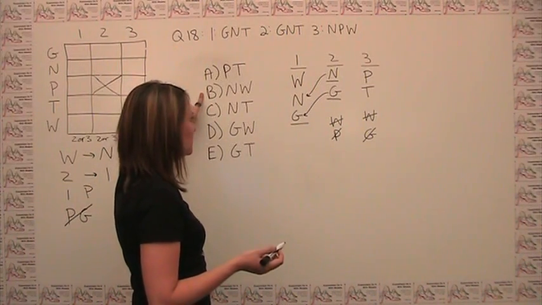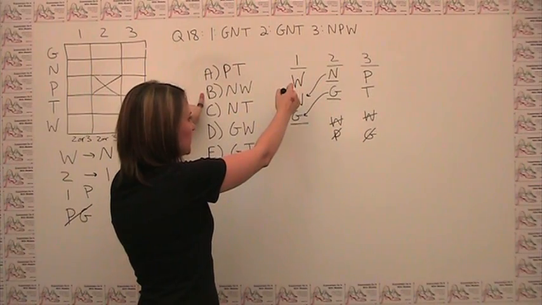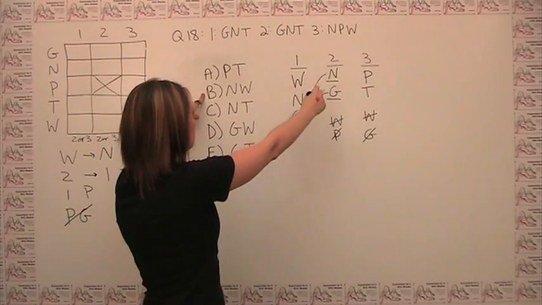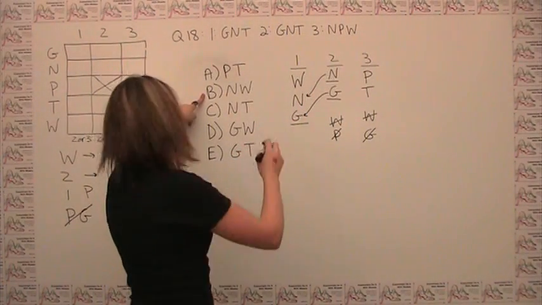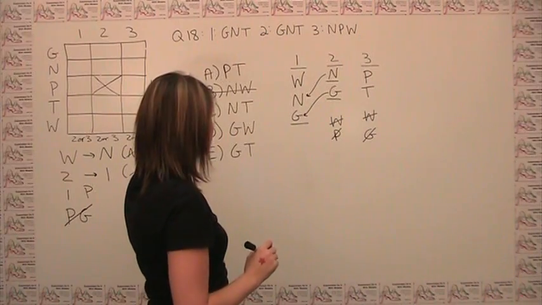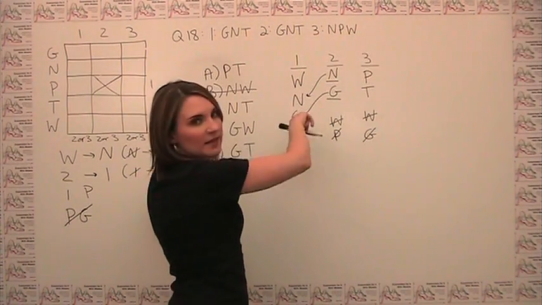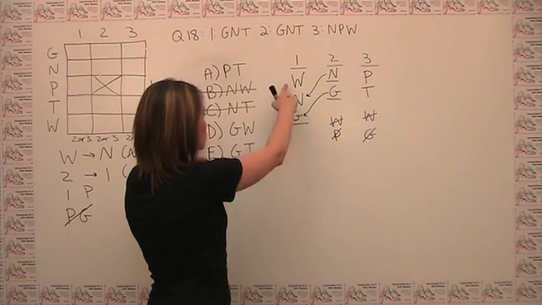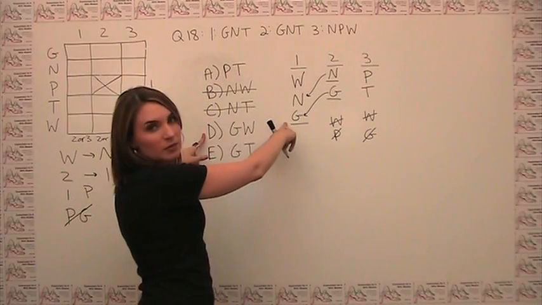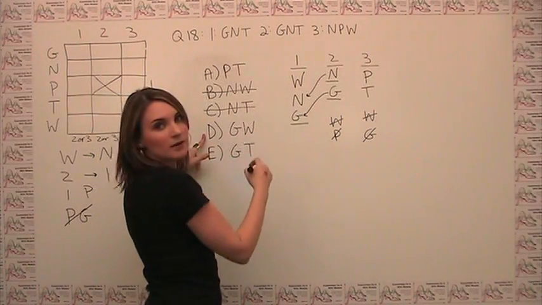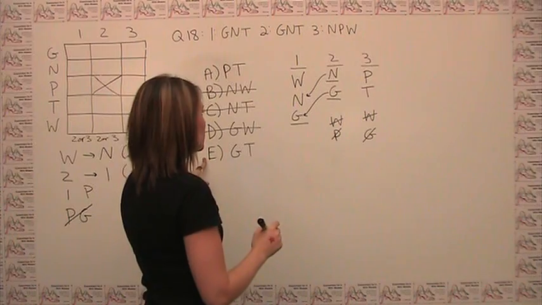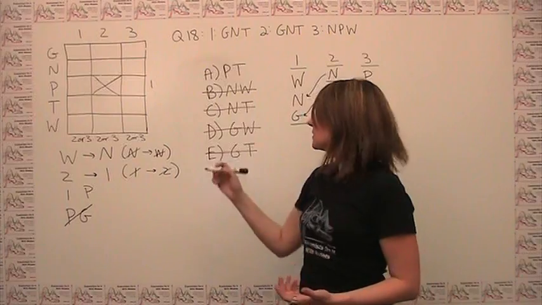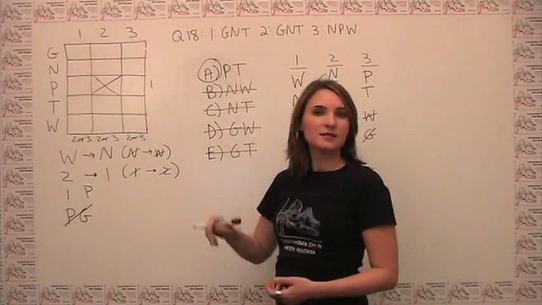Choice B says wood and newsprint. Well, here we have wood and newsprint, but we also have glass, so this is not complete and accurate. And we don't see wood and newsprint by themselves anywhere else. So we can get rid of that answer choice. We don't see N and T by themselves anywhere, so we can get rid of that. We don't see G and W by themselves, so again, this is not a complete list, because if you have G and W, you have to have N. And we don't see G and T anywhere, so we can get rid of that as well. And just as we suspected, the correct answer choice is choice A.